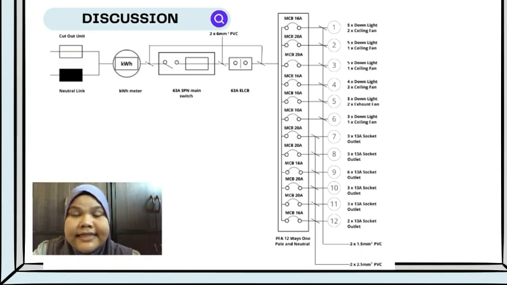So this is a single line diagram of the electrical supply system in a house. So there are the cut out unit and neutral link that belong to the supplier, which is TNB. So here the kilowatt hour meter, 63 ampere main switch and electrical leakage circuit breaker belong to the consumer.